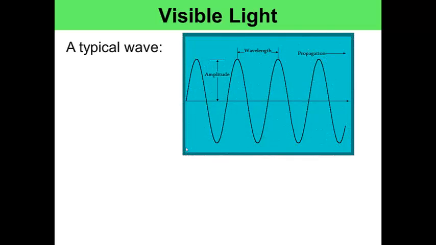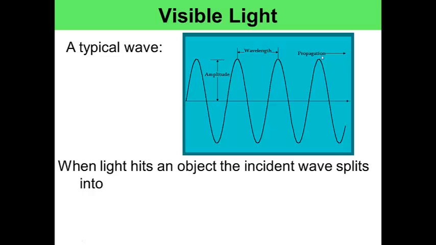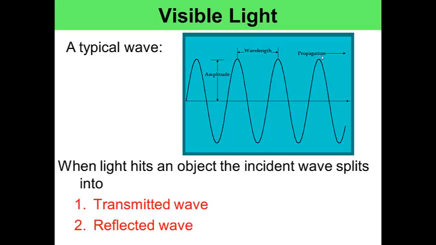A typical wave. We've talked about this before. Amplitude is how high the wave is. Wavelength is from crest to crest or from trough to trough. Propagation means that this wave continues. When light hits an object, the incident wave splits into a transmitted wave and a reflected wave.